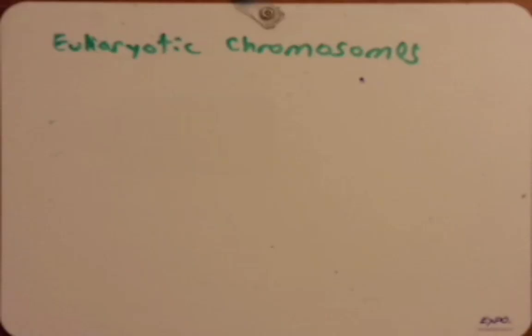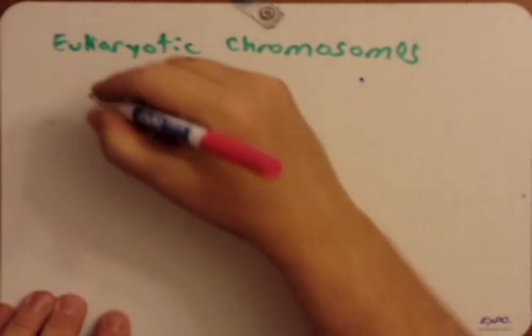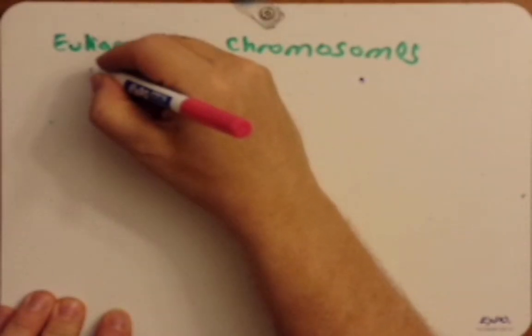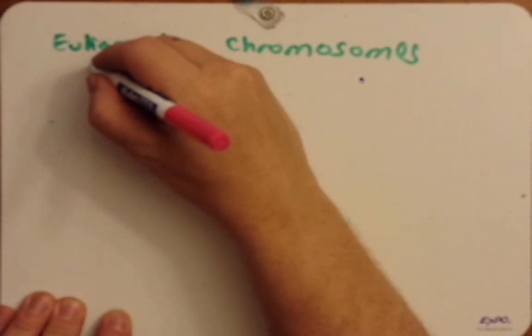eukaryotic chromosomes. Now, on the previous podcast, I drew a picture of a bacterial chromosome to illustrate some of its features. And I want to do the same thing here now with a eukaryotic chromosome. And we'll see some of the differences in eukaryotic chromosomes compared to prokaryotic chromosomes.